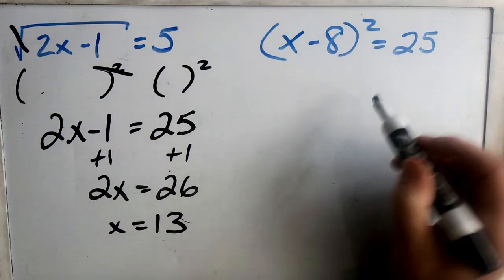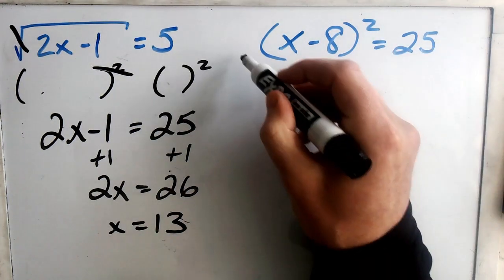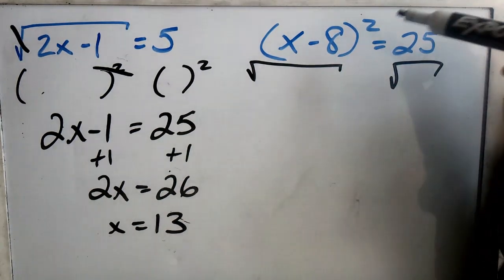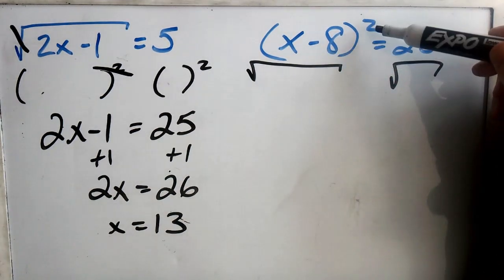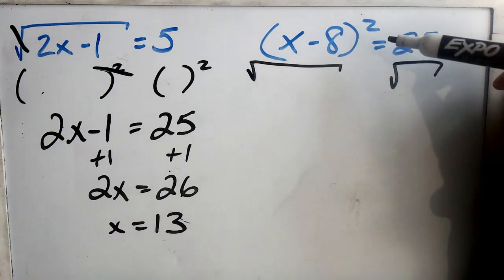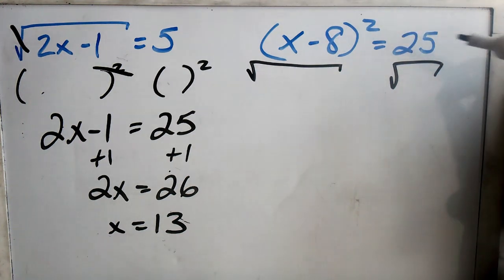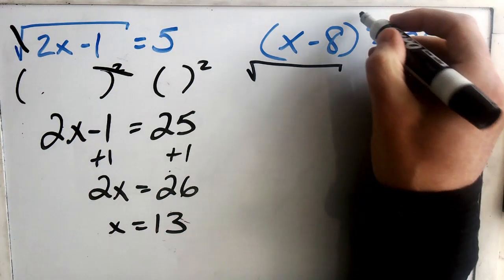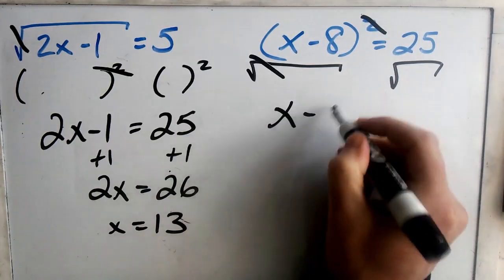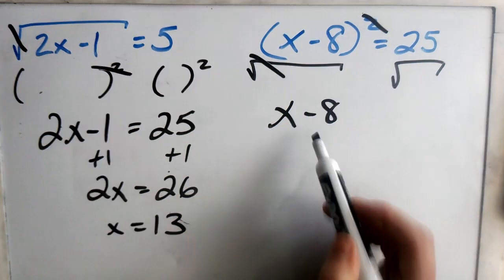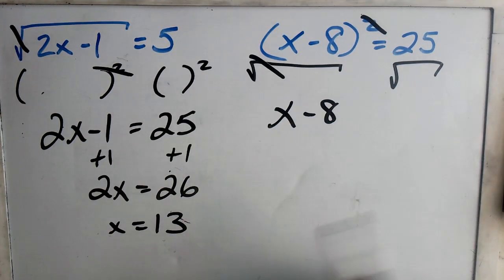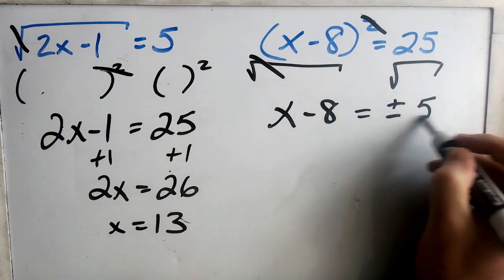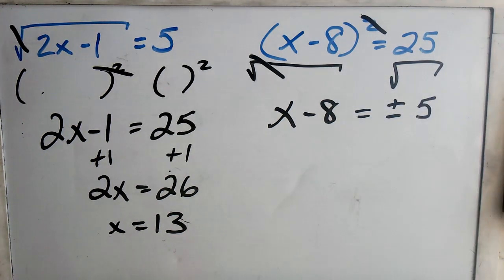Very similar with this one. We have to get rid of this, and the opposite is to square root. Now we can only do this if the brackets and the square is isolated. So notice the 25 is on the other side. We square root once we have this. So these cancel. And it's very easy. The x minus 8 comes out of the brackets. Square root of this is plus or minus 5. Don't forget the plus or minus.